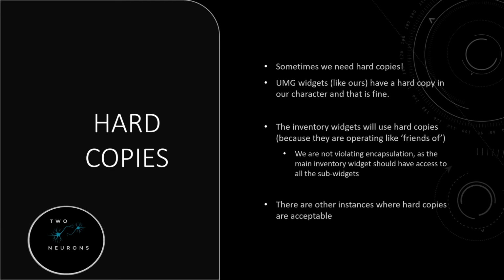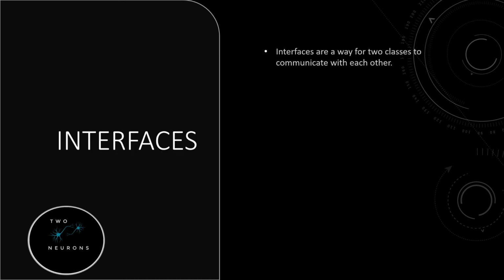So, if casting creates hard copies, and there are other things that create hard copies, like literally just naming a variable, or setting a variable type to be, say, BP player character. Even if we're not loading anything in, it's making a hard copy. Hint for something that's about to come up, by the way. So, if casting is bad, what is our alternative? What are we going to do in this series? We're going to use interfaces.